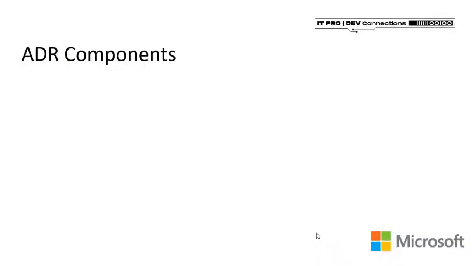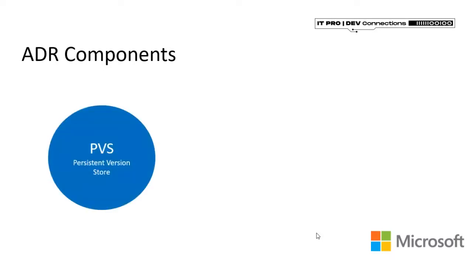It's not magic. Let's see the mechanics behind the hood to see how this happens. We have four main components of accelerated database recovery. We have the persistent version store. Earlier we mentioned that we use versioning, so we use a persistent version store to store the earlier versions of the rows. We'll get into the details for each one of them.